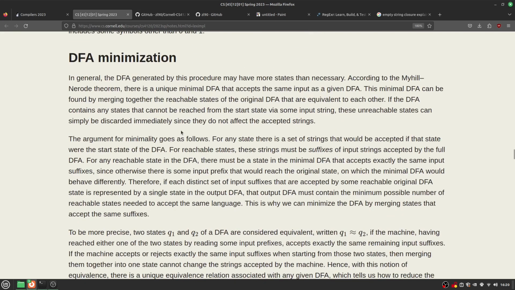Whew. So, in general, the DFA generated by this procedure may have more states than necessary. According to the Myhill-Nerode theorem, there is a unique minimal DFA that accepts the same input as a given DFA. This minimal DFA may be found by merging together the reachable states of the original DFA that are equivalent to each other. If the DFA contains any states that cannot be reached from the start state via some input string, these unreachable states can simply be discarded immediately since they do not affect the accepted strings.